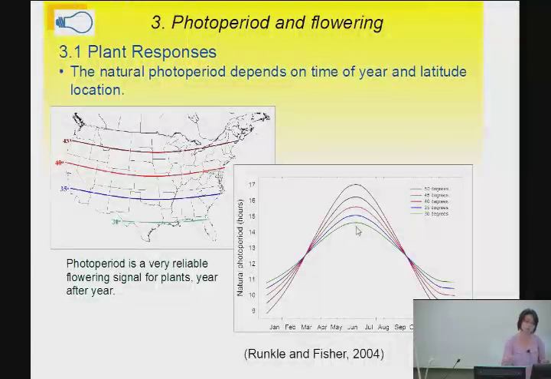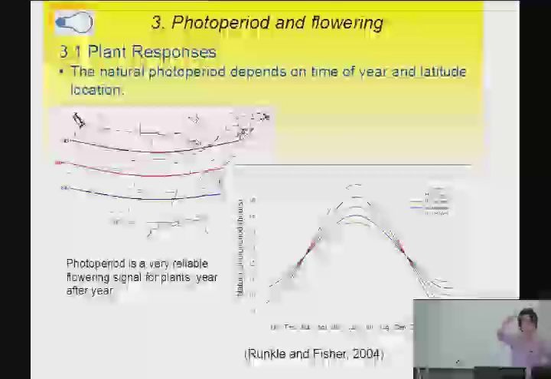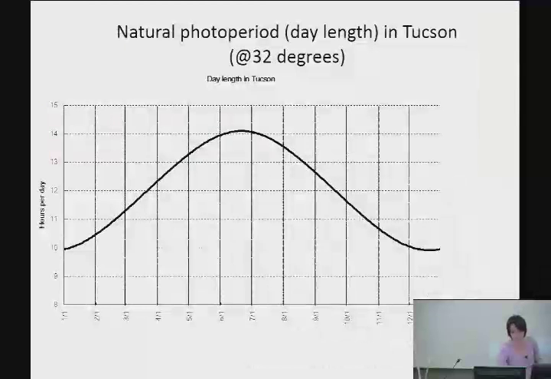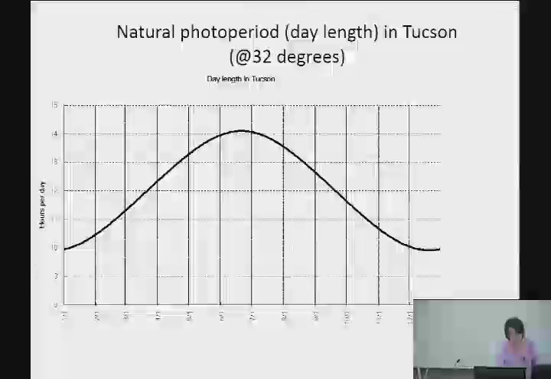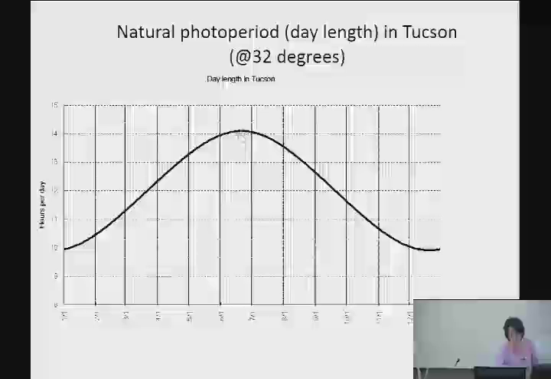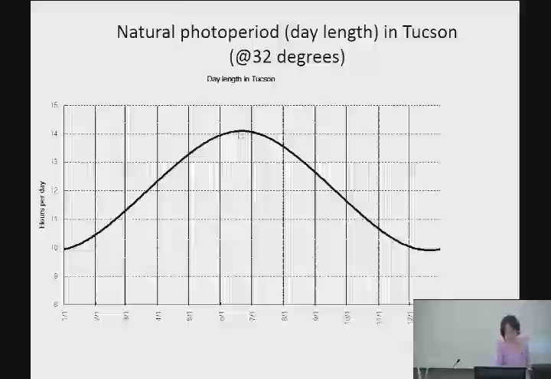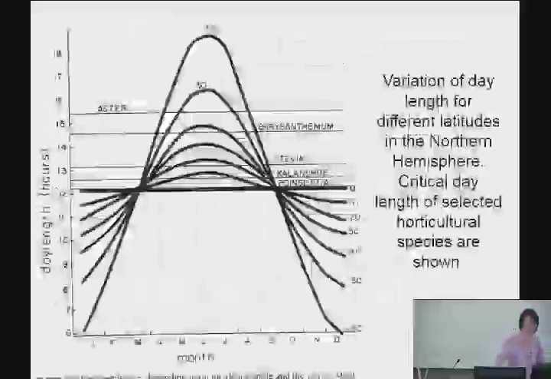And then you can actually compute that. If you are an engineer, you can easily find the equation. It's not an easy one, but you can find the equation and type in your latitude and generate that sine curve. So this is what I did a long time ago. For Tucson, 32 degrees, the longest day in June is a little bit longer than 14 hours, and the shortest day is a little bit less than 10 hours. So that's our day length. Back to this slide.